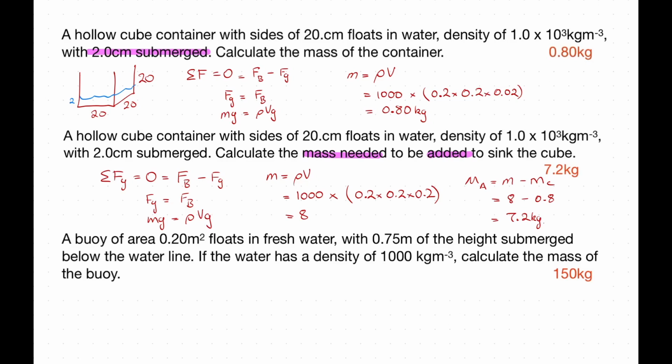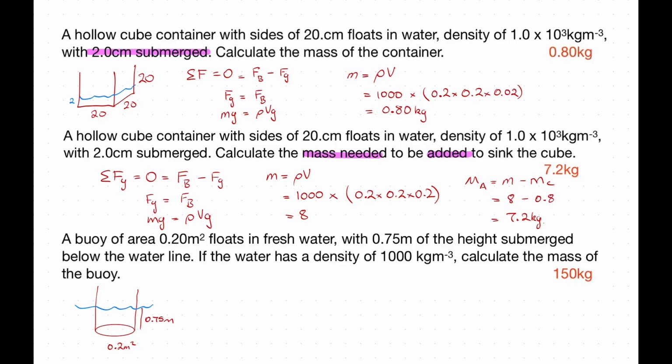In the final question, we're looking at a buoy of area 0.2 meters squared, and it's floating with only 0.75 meters of it submerged. So let's treat this in the most simplest form as a cylinder. So I'm just going to draw a cylinder down here. Its area down the bottom is going to be 0.2 meters squared. It's going to go into the water 0.75 meters. And that's where my water line is going to be.